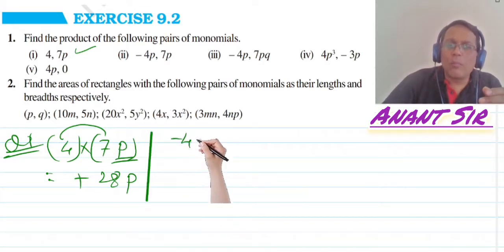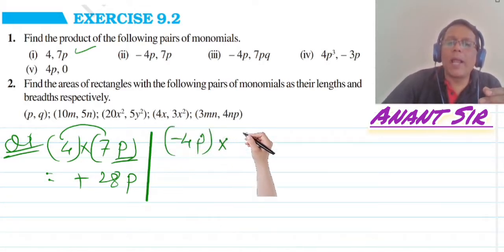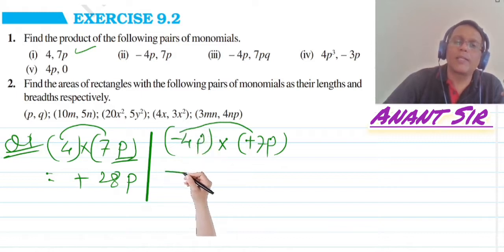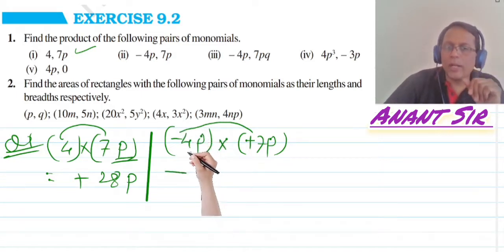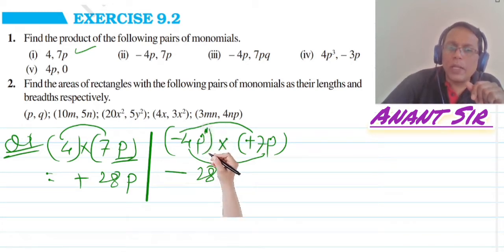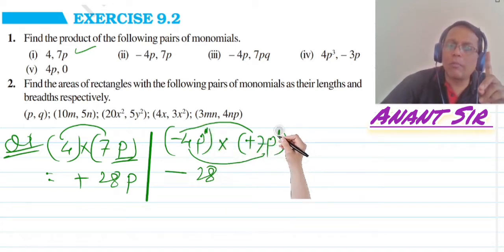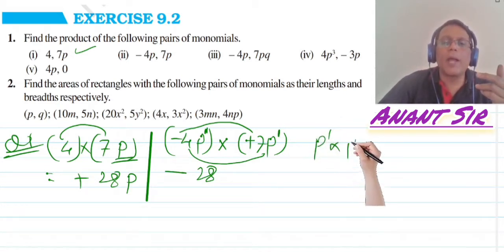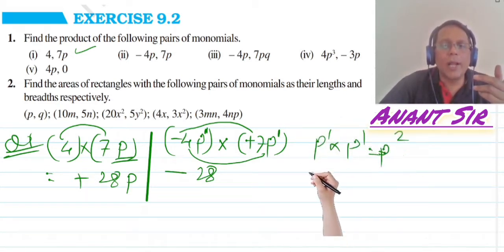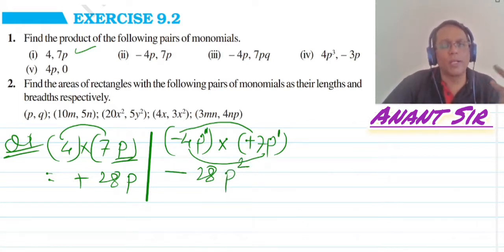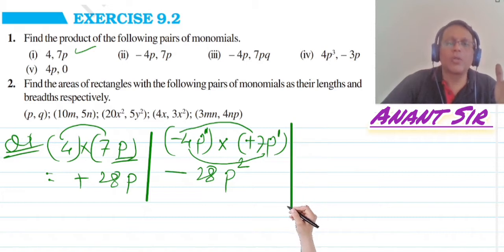Question 2, minus 4p multiplied by 7p. There is no sign on that 7, that means it's positive. We know that plus into minus is minus, so the answer will be negative. 7 4s are 28. What is the power of p in the first term? It's 1. What is the power of p in the second term? Again it's 1. So when the base is the same and there is multiplication, we add the powers. So it becomes p raised to power 2, that is p square. That's it. The second question is also done.